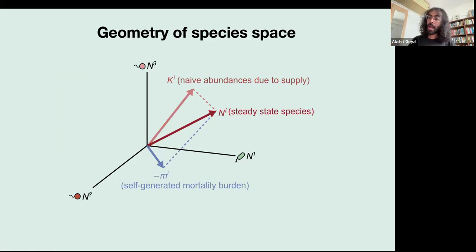One has to do with supply and the other has to do with mortality. The pink one comes from taking the supply vector and transforming it to the species abundance space. That gives us the naive abundances due to the supply. The other vector asks what happens if you take the mortality vector and transform it to the species abundance space, and that tells us how much mortality burden these species are facing. So you can understand the steady state abundances as a vector sum of the naive abundances you get from supply minus the mortality you face, right?